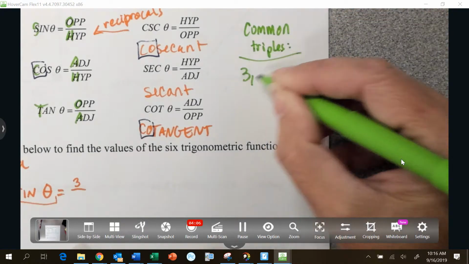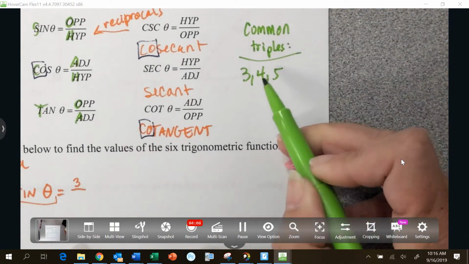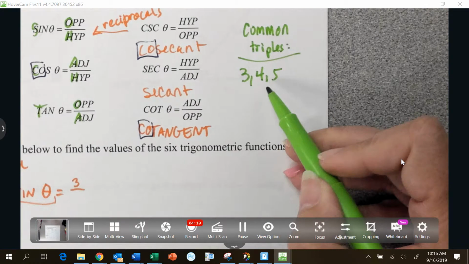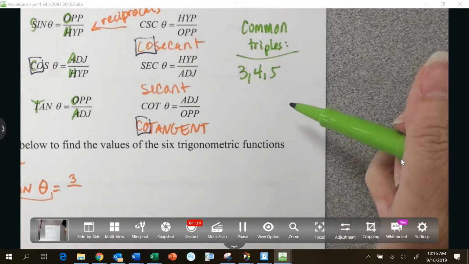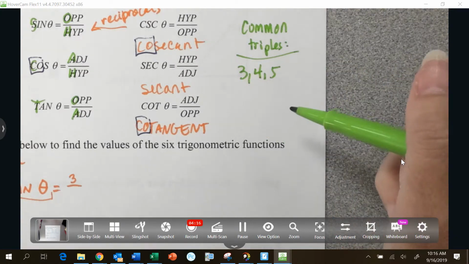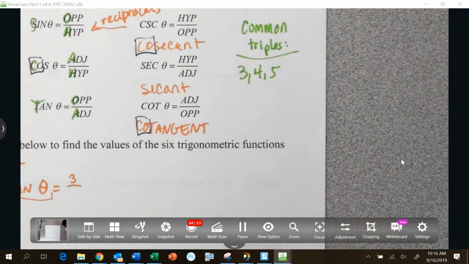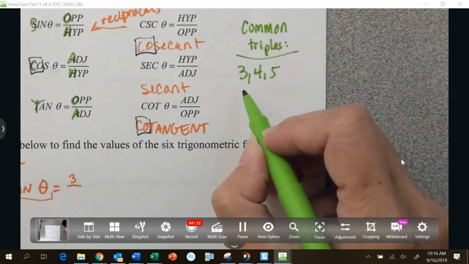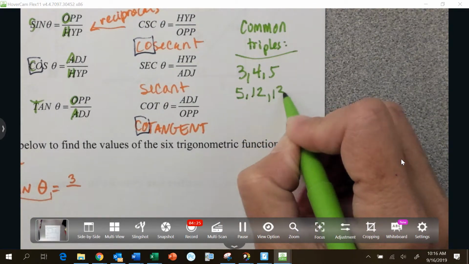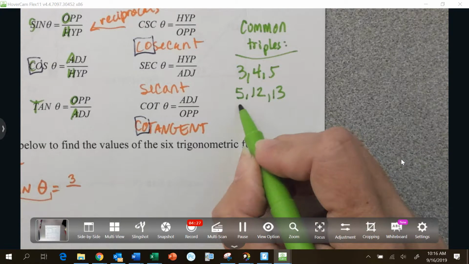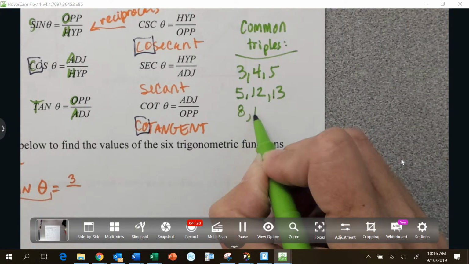are 3, 4, 5. And when I say 3, 4, 5, that could also be 3, 4, 5 with any scalar. So 6, 8, 10, 30, 40, 50. You multiply all those numbers by the same number, and it is a 3, 4, 5 common triple. 5, 12, 13. 8, 15, 17.